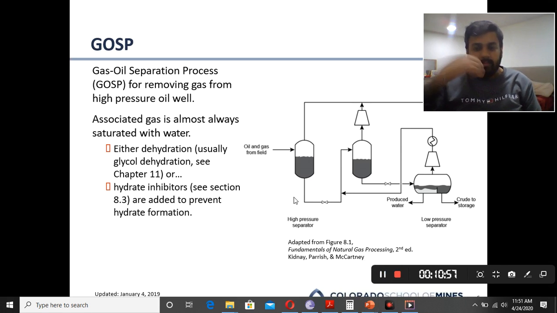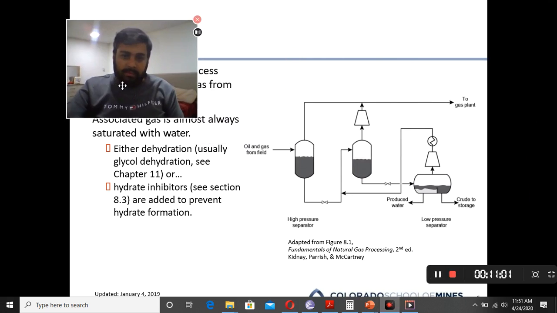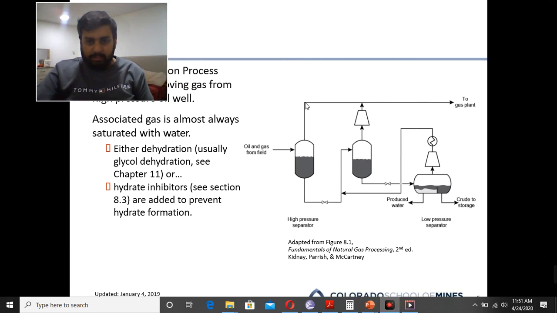So after the separator, the gas from here goes to the plant, and the liquids or condensates then go through two different processes, and we store the crude oils. So crude oil from the bottom, gas from the top. Nowadays we have four-phase separators. We even consider the solids nowadays, and so on.